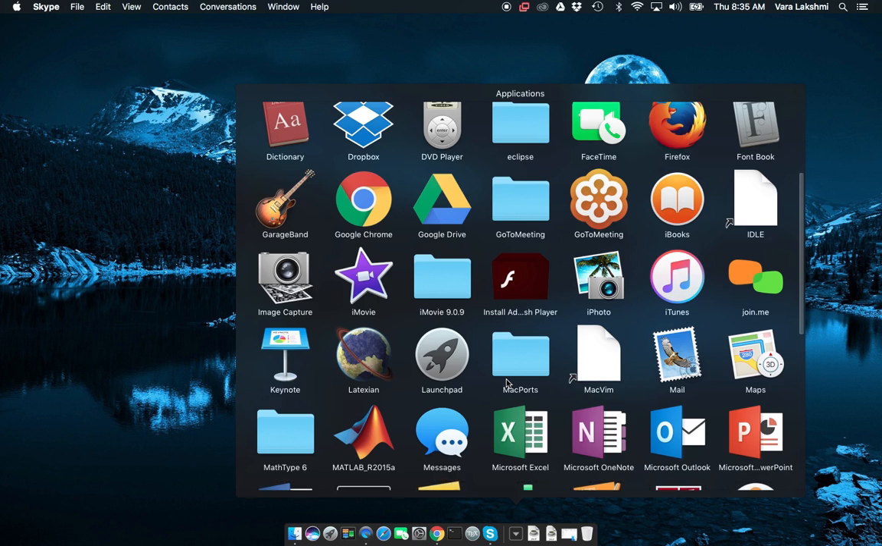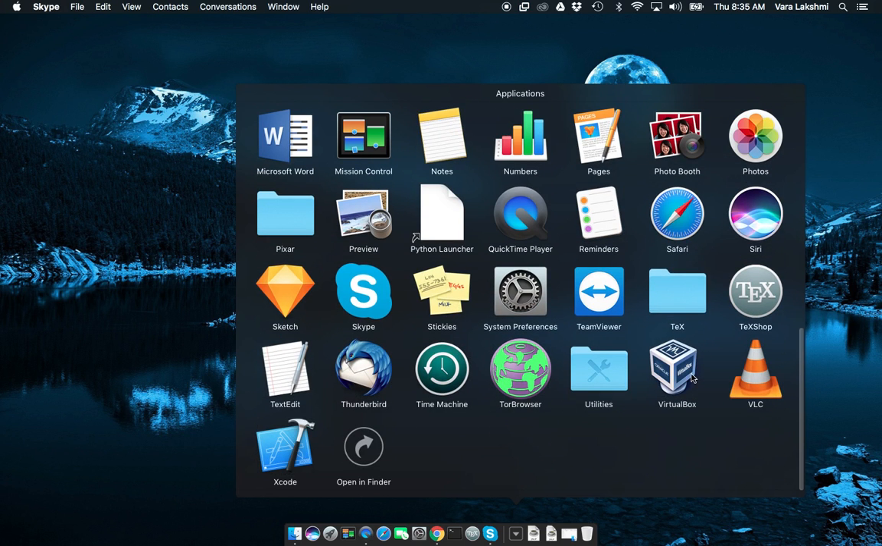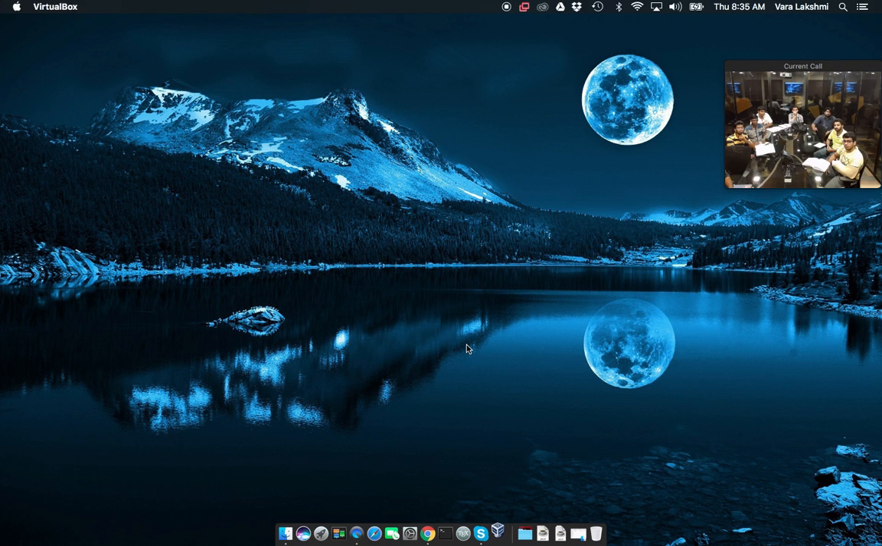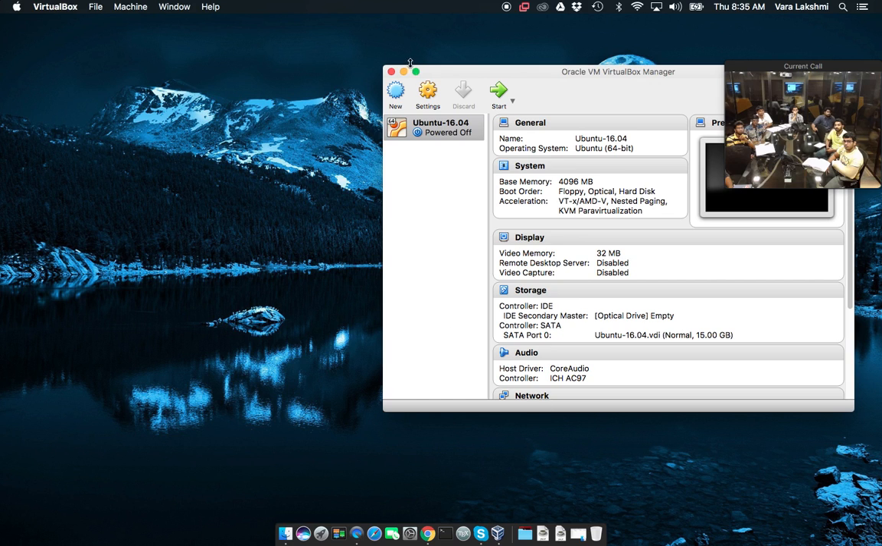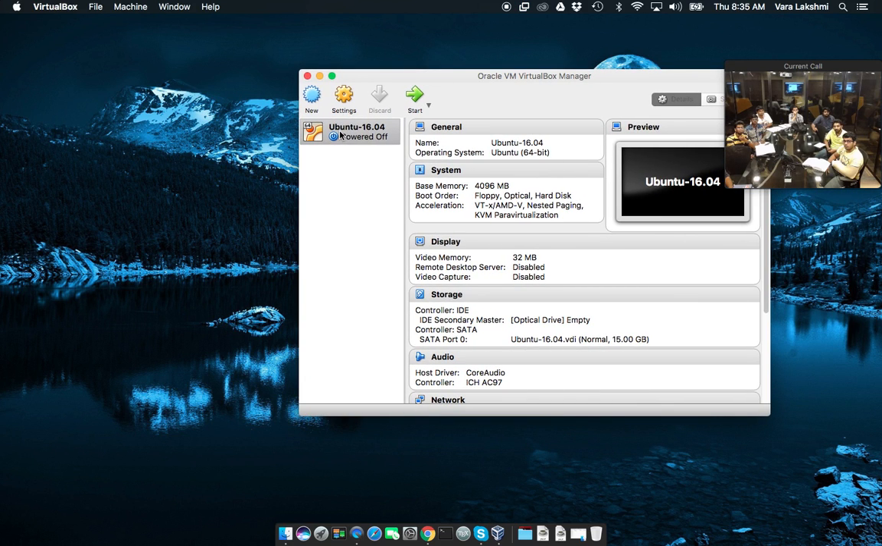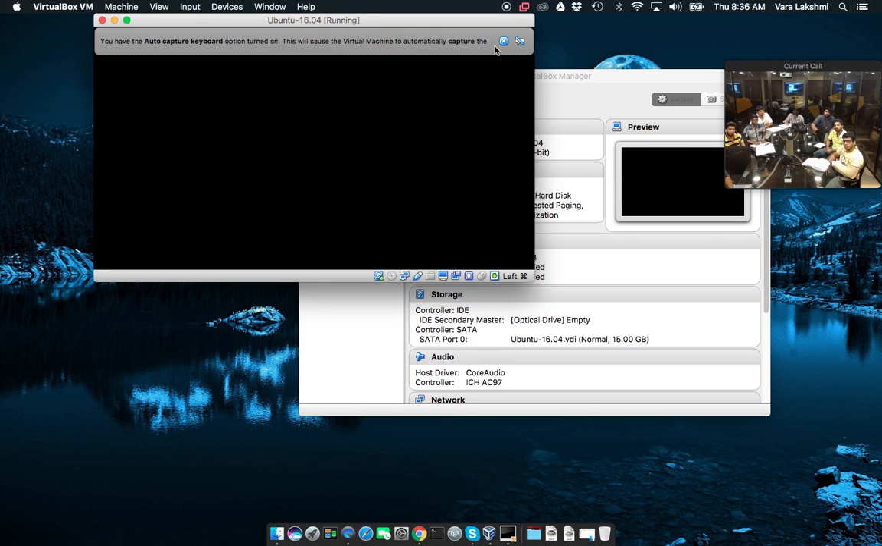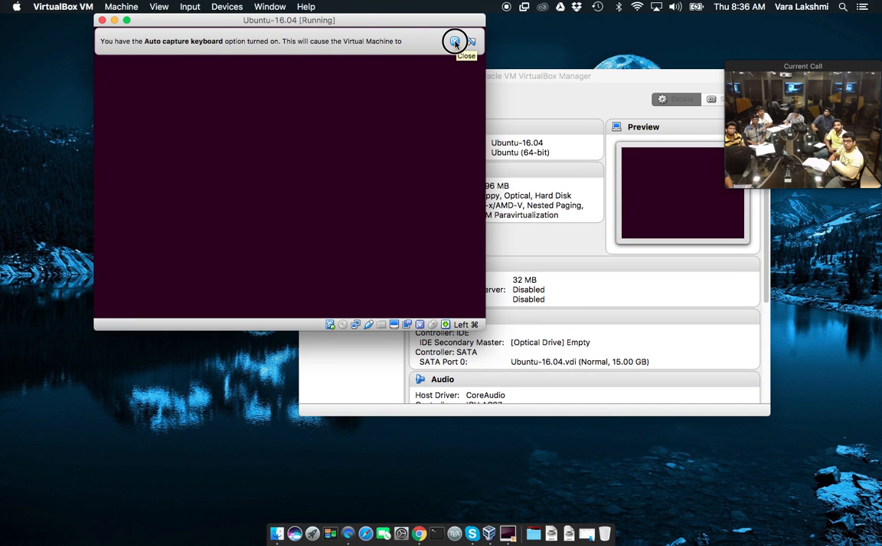What I did is I installed VirtualBox on my operating system. I have a Mac, and I installed VirtualBox on that. And inside VirtualBox, I installed Ubuntu, which is one of the Linux flavors. Inside Ubuntu, I installed Octave. If you have installed Octave directly on Windows, that's well and good.